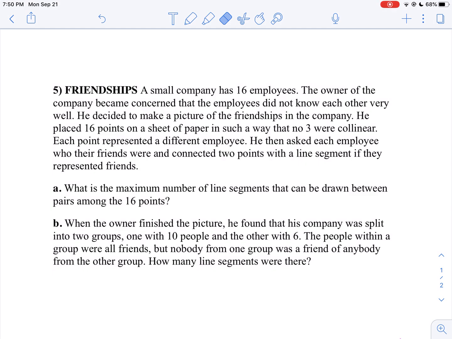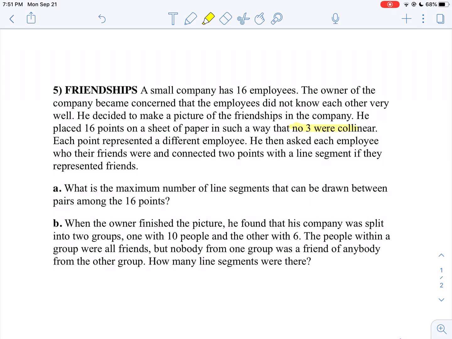He placed 16 points on a sheet of paper in such a way there were no 3 collinear points. I'm going to highlight that. If you want to notice, I had that highlighted before I started this lesson. Each point represents a different employee. He then asked each employee who their friends were and connected 2 points with a line segment if they represented friends.